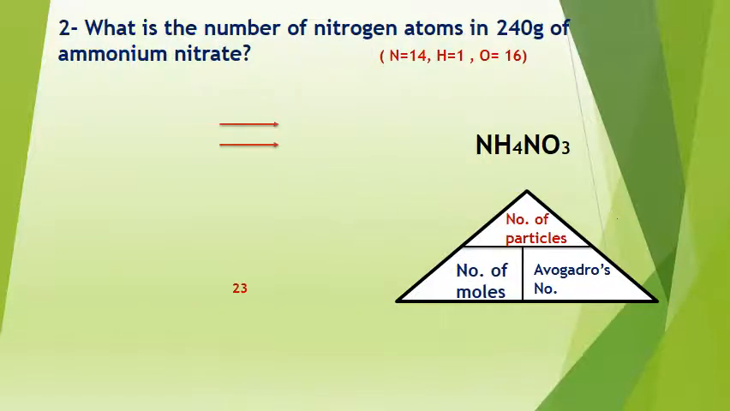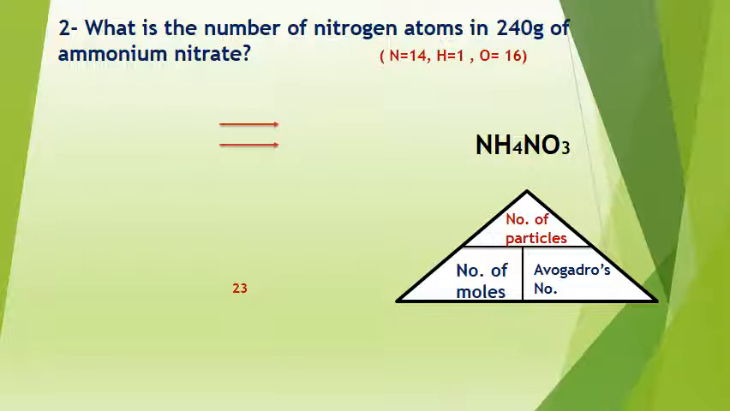Let's go to another type of problem. Number 2. What is the number of nitrogen atoms in 240 grams of ammonium nitrate? Pay attention. I know that I can calculate the number of atoms, which is the number of particles, by using Avogadro number. Can you see the rule in front of you in the triangle? The number of particles, which is the number of atoms, equals the number of moles multiply Avogadro number.